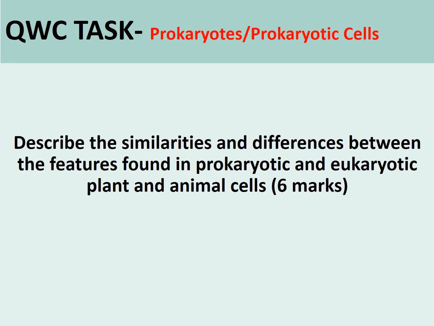Okay, so what I'd like you to do now, using everything that we did in lesson number 1 and in the lesson today, is have a go at describing the similarities and differences between the features found in prokaryotic and eukaryotic plant and animal cells. So it's kind of bringing everything together. What is the same about them? What is different about them? And it's going to be worth 6 marks. So you do need to be taking your time on this. So I'm going to ask you to pause the video and have a go at answering that question.